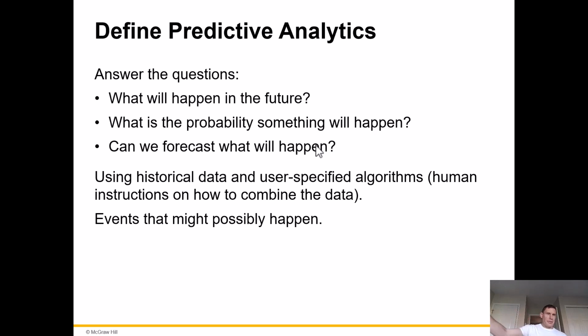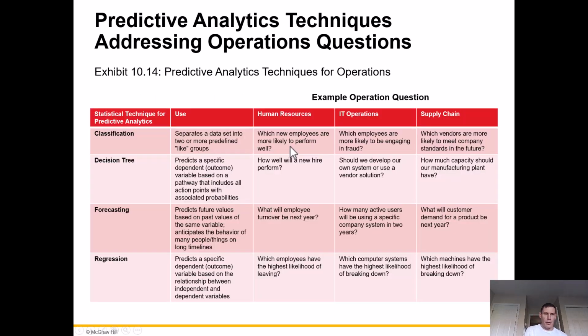what's the likelihood that sales might be this? What's the likelihood they're more or they're less, right? And then, how do we sort of react to that, if you will? So predictive analytics techniques addressing operations questions. So here we just see some examples again.